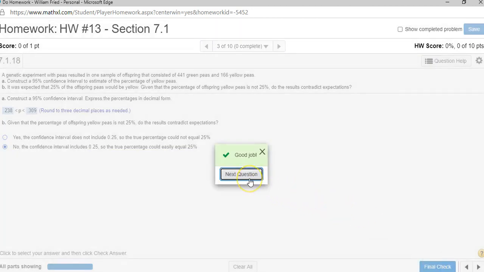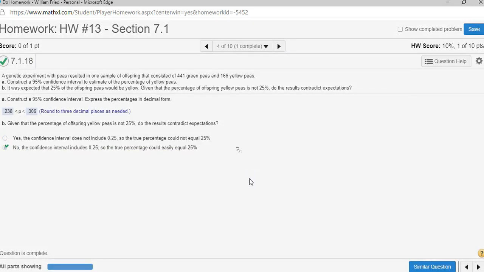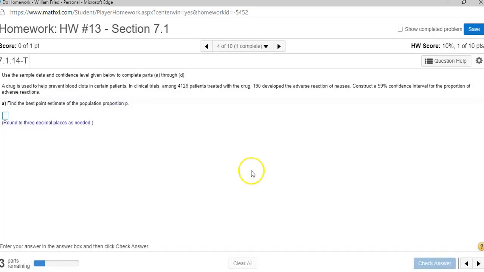Good job. Okay, let's do one more because there's one little variation going on here. A drug is used to prevent blood clots among 4126. 190 had a sample, so it's 190 of 4126, and this time they want a 99% confidence interval. Now here's the thing, in this one, they gave you the sample size, so that's going to be the n on the calculator. You don't have to add these two numbers to get the sample size. In the previous question, you have to read the question carefully.